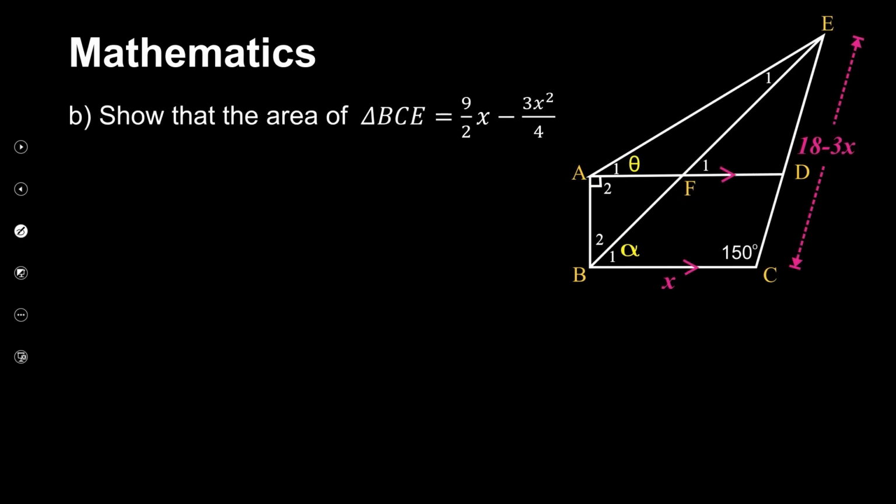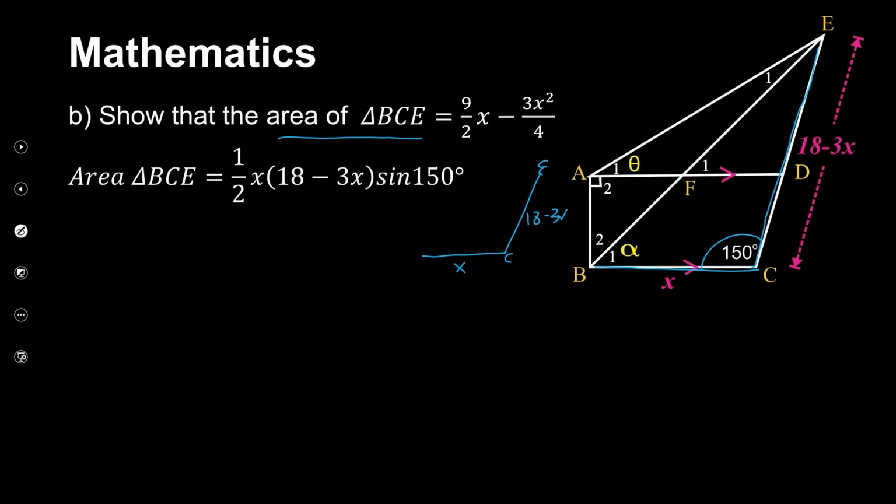Okay, so the next thing is to show that the area of BCE is equal to the expression on the right-hand side. Basically we want to find an expression for the area of BCE. If you notice, in triangle BCE, we've got this side to be x. We've got a value for EC here because it's 18 minus 3x. So we have that, and we have that, and we have the angle in between. So we're going to use that to write our area rule, which is pretty simple now.